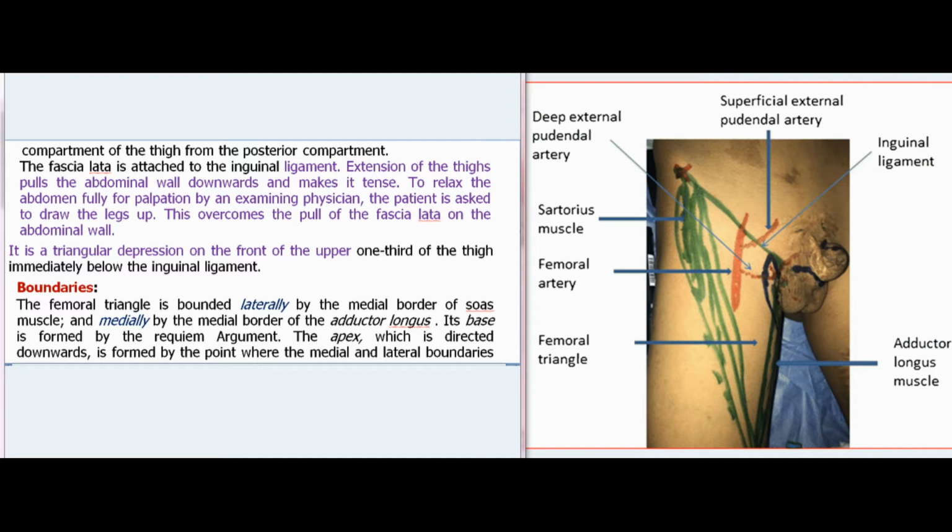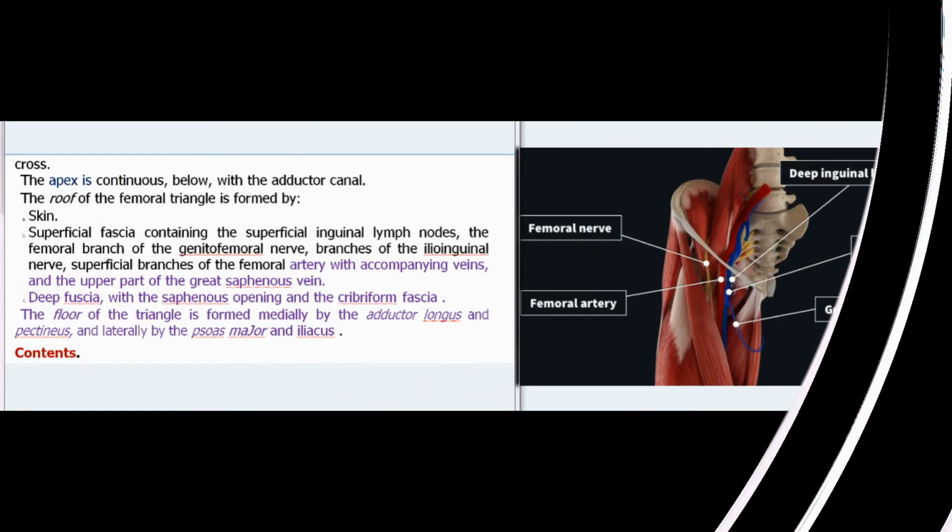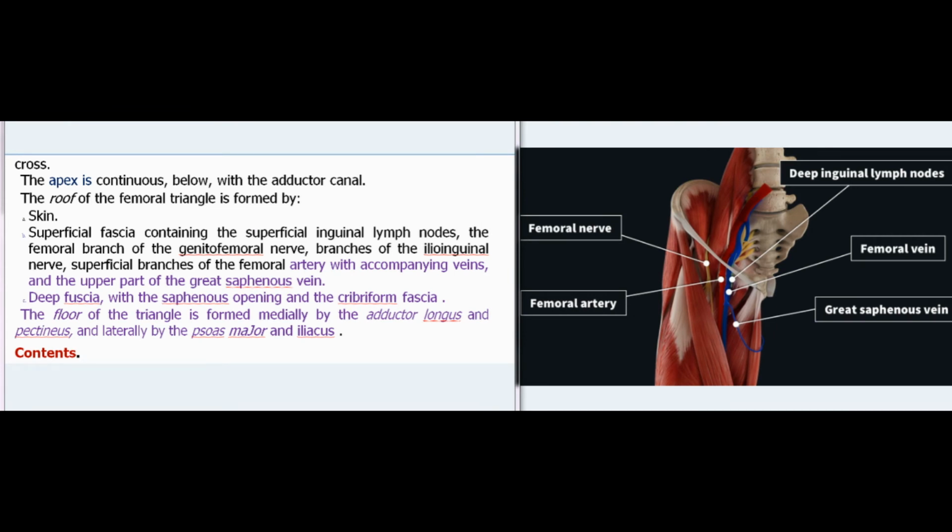The femoral triangle is a triangular depression on the front of the upper third of the thigh immediately below the inguinal ligament. Boundaries. The femoral triangle is bounded laterally by the medial border of sartorius muscle, and medially by the medial border of the adductor longus. Its base is formed by the inguinal ligament. The apex, which is directed downwards, is formed by the point where the medial and lateral boundaries cross. The apex is continuous, below, with the adductor canal.